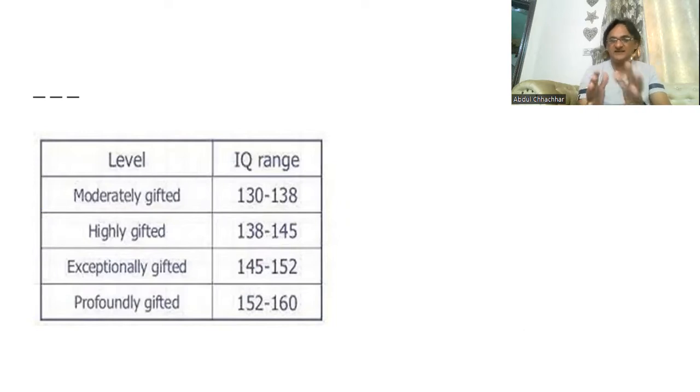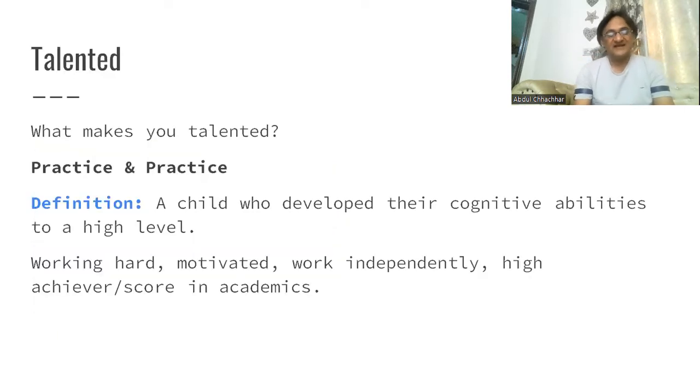So 130, and these are the moderate gifted. But we count the highly gifted from 140, above 140. Now, talented: what makes you talented? The practice. A child who developed their cognitive abilities to a high level.